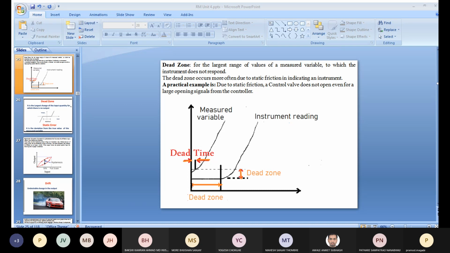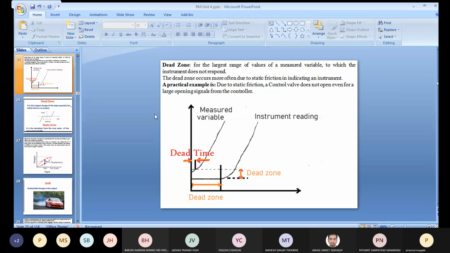We'll move forward. I think you have written the things and drawn the graph, correct? Shall we move? Yes, sir. Okay. Pranav is also there, no problem.